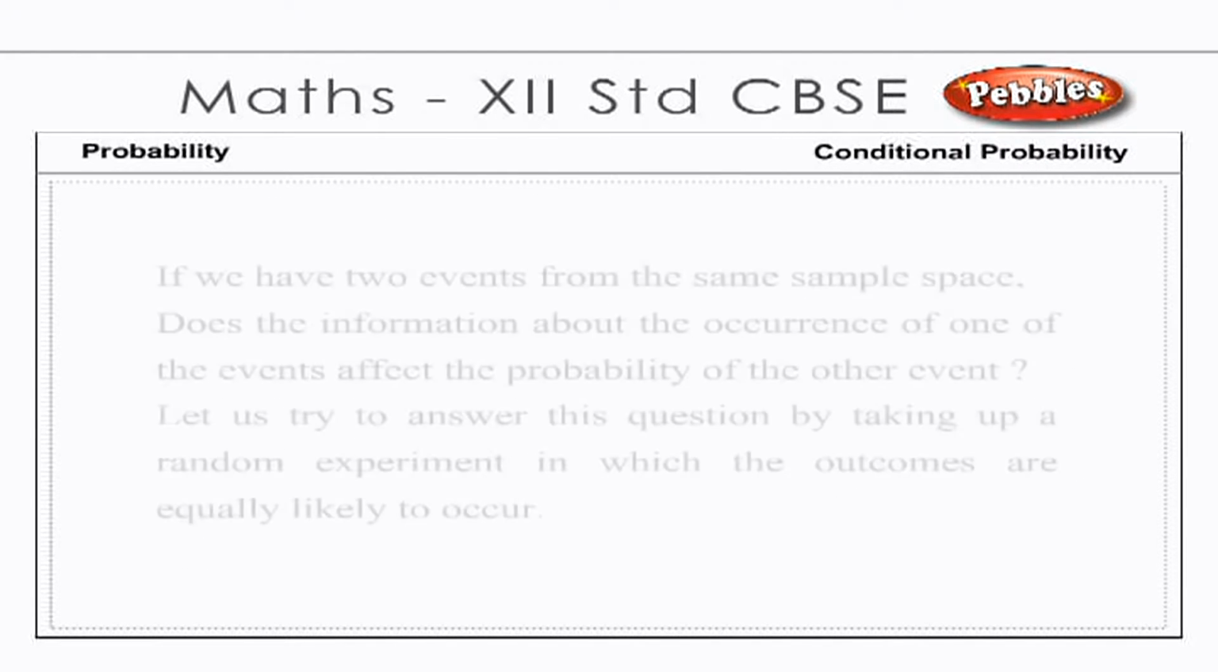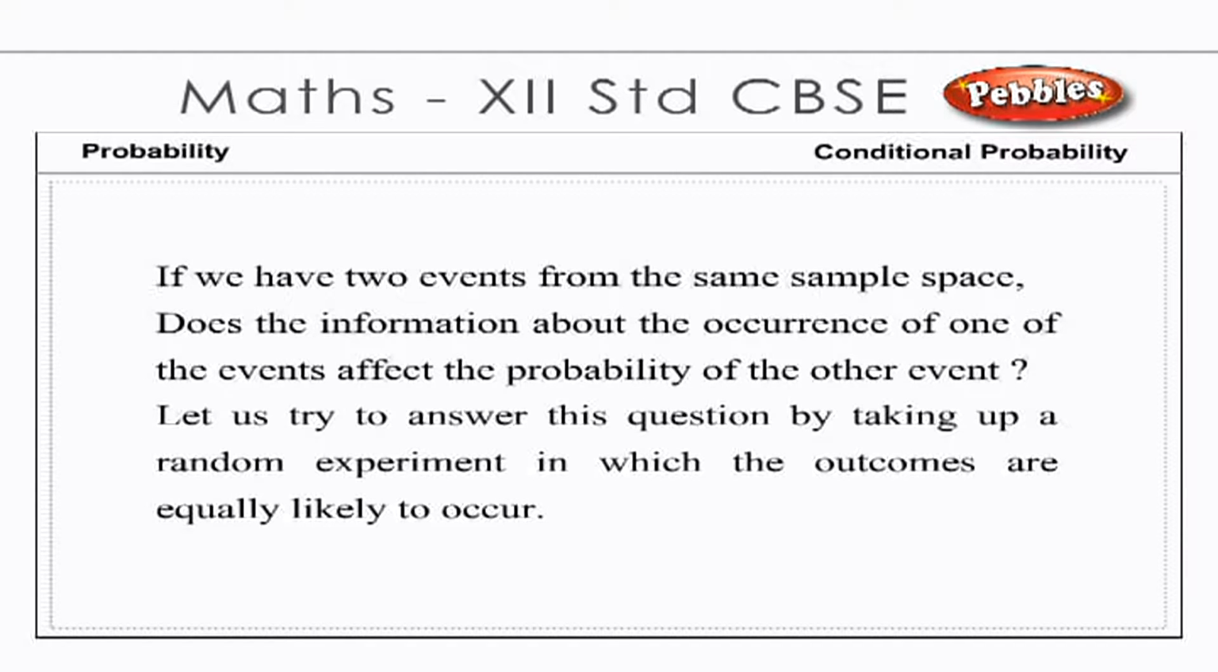Conditional probability. If we have two events from the same sample space, does the information about the occurrence of one of the events affect the probability of the other event? Let us try to answer this question by taking up a random experiment in which outcomes are equally likely to occur.